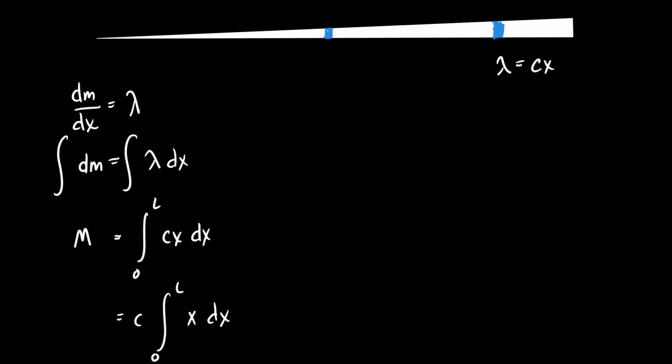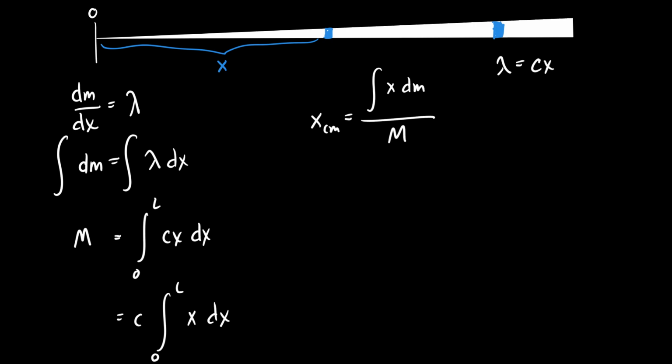I'm going to choose this to be my point of reference because it said from the light end, and this is the light end. I'm going to point to that piece of mass using a placeholder x, because it is a distance x away. And my definition of x center of mass is the integral of x dm divided by the entire mass.